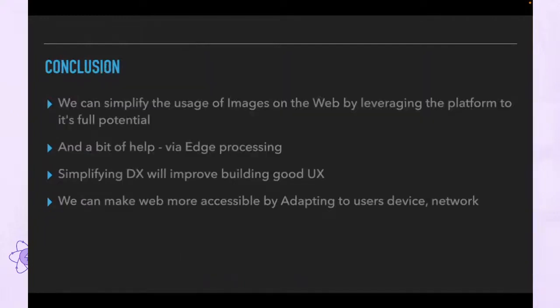So, what are the key takeaways from this? If we simplify the usage of images on the web by using the platform to its full potential, and the platform isn't actually limited to your browsers, browsers are sending a lot of data in headers, which we can leverage to optimize image delivery and our assets further. And if we simplify the developer experience, it will help us build good user experiences as well. And we can obviously make the web more accessible to people by adapting to their device or network conditions. Thanks a lot. So that's a wrap.